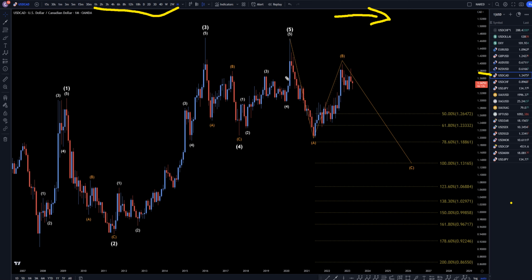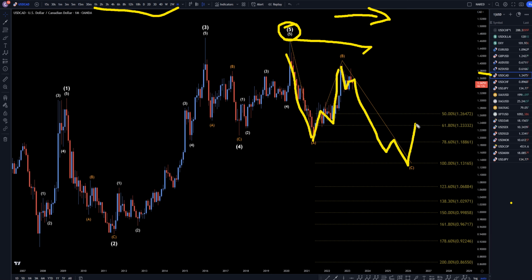So on the US dollar Canadian, I still think this is a wave 5 right here, and it probably will not make its way back up here again. First move down is probably a wave A. This is probably 3 waves up for a B, and I bet this is more likely to end up continuing the downtrend for a wave C, probably someplace around the 100% Fibonacci extension.